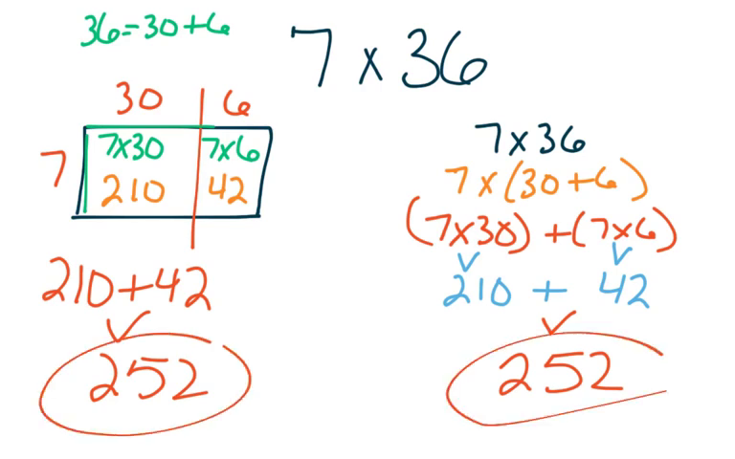Okay, you should have gotten 252 as your product. All right, check your work on that. Tomorrow, we're going to be working with bigger numbers using both the distributive property and our area model. And again, we'll look at both of them, but then figure out which method works for you.